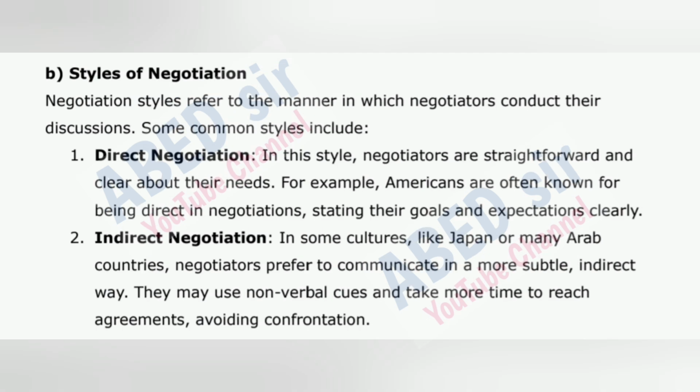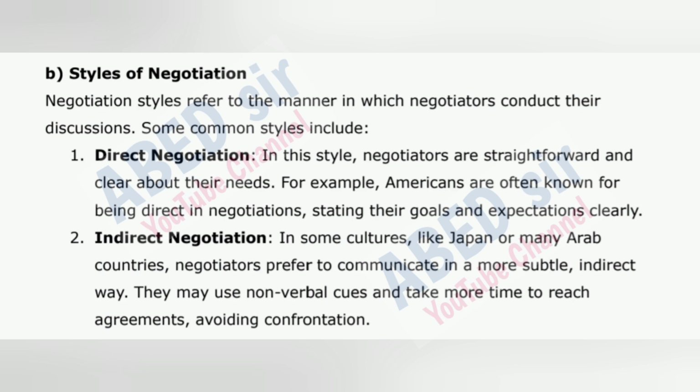B. Styles of negotiation. Negotiation styles refer to the manner in which negotiators conduct their discussions. Some common styles include 1. Direct negotiation. In this style, negotiators are straightforward and clear about their needs. For example, Americans are often known for being direct in negotiations, stating their goals and expectations clearly.